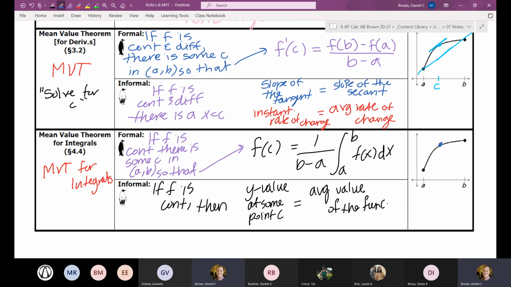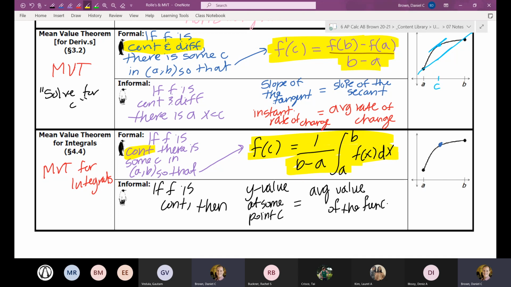Again, the big idea with both of those, though, is not really the interpreting of it. They often will have you just solve for the c that makes the equation true. So you do want to get in your head that's the mean value theorem for derivatives, and this is the mean value theorem for integrals. And they do have some different requirements. The one for derivatives does require it to also be differentiable. The one for integrals just requires it to be continuous, since you're not taking a derivative anywhere.